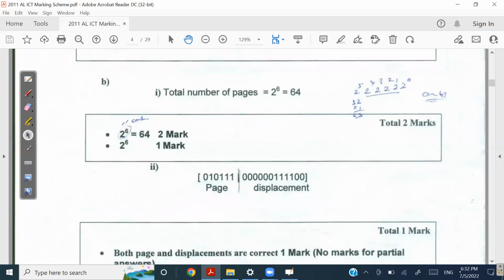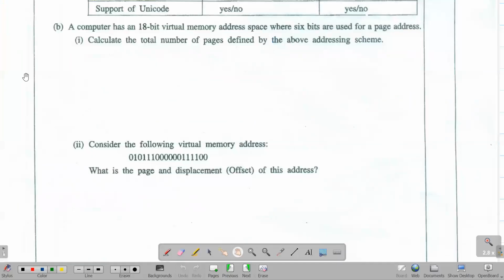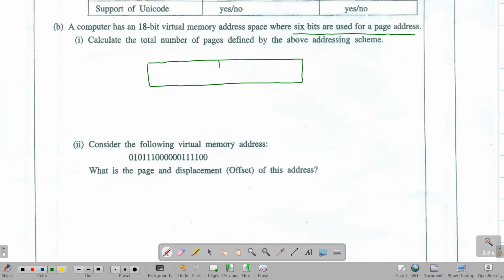Okay, so when it comes to the number of pages, how are we going to do it? Here it says 6 bits are used for the page address. So the address has two parts, page and offset. So page has 6 bits.